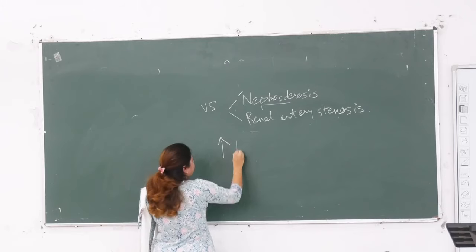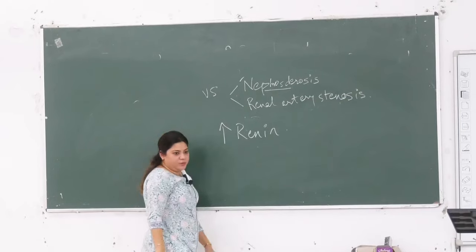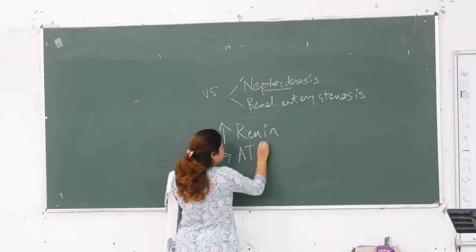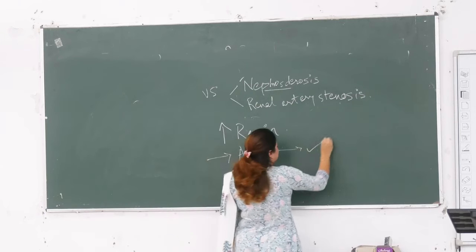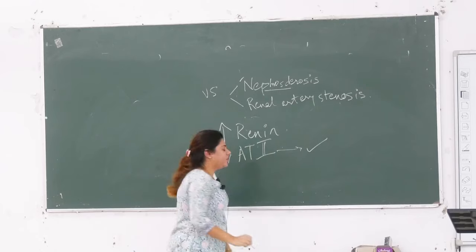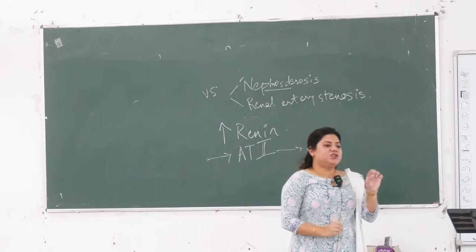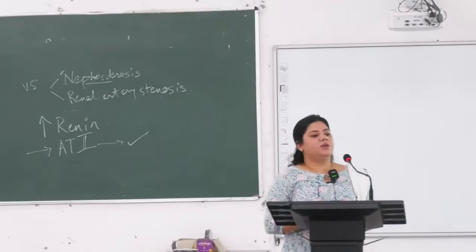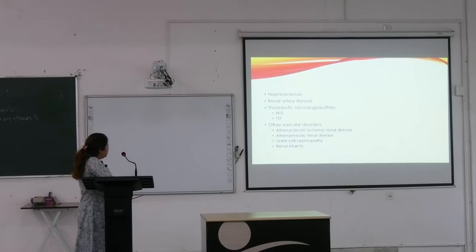How will you diagnose stenosis? Increased plasma levels of renin. Apart from that, you give a drug which blocks the renin-angiotensin system. Apart from that, you have to do arteriography by which you can pinpoint the exact area of the stenosis that can be removed. There is cure. Okay, these are the causes.